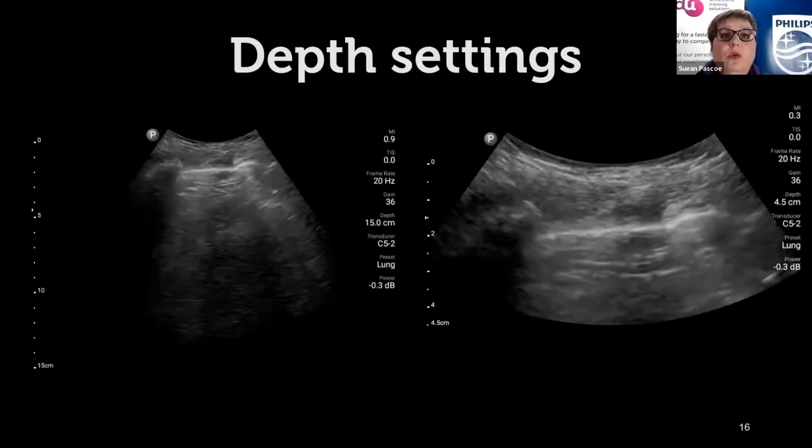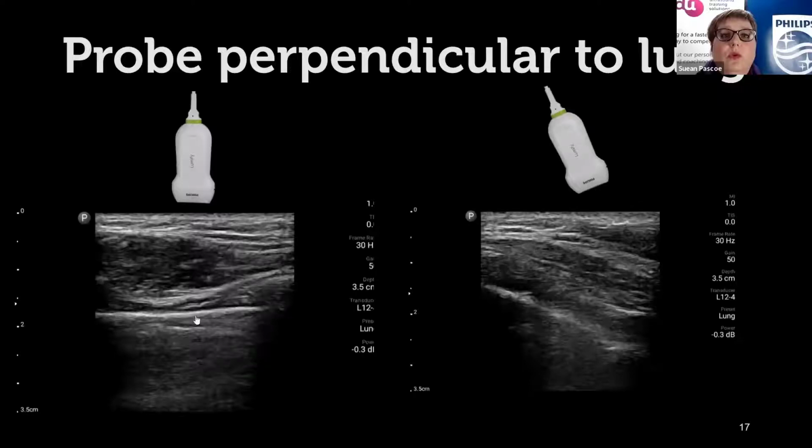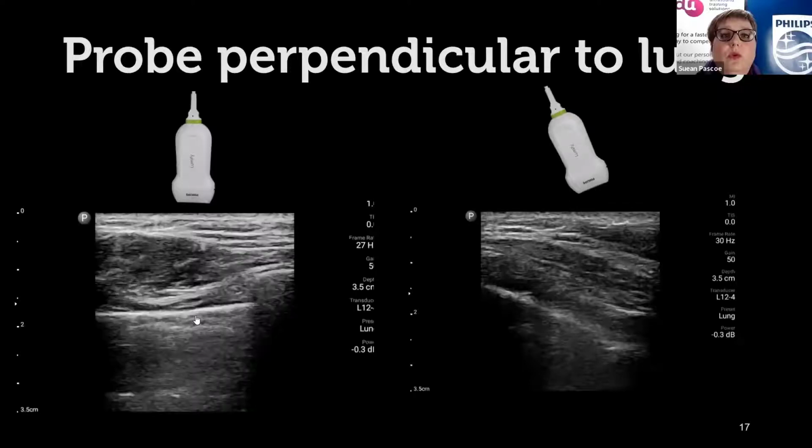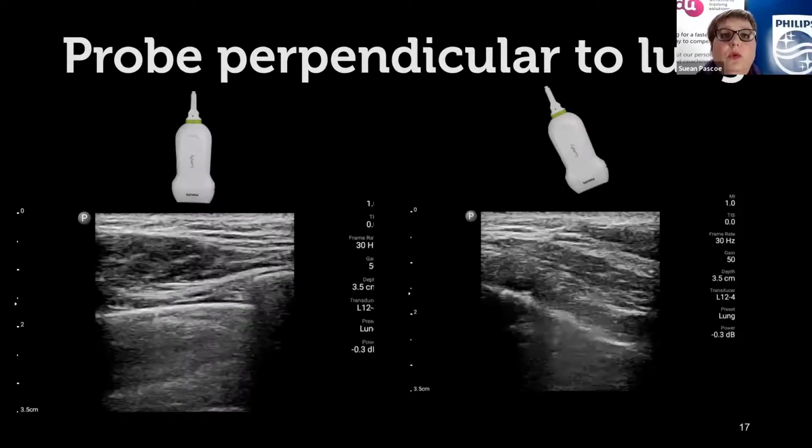And I think the last one that we want to talk about is just making sure that your probe is perpendicular to the lung. So make sure that you rock your probe so that the pleural line is horizontal on the reflection that you can. So we have an image here where the pleural line is perpendicular to the probe face. And on the right, when we've rocked our probe a little bit, you can still see the sliding at the moment.